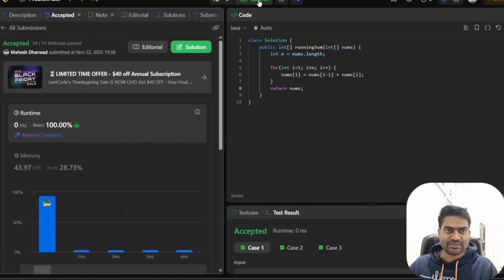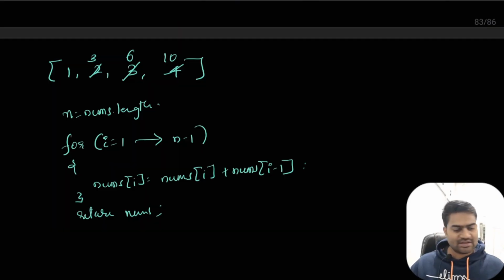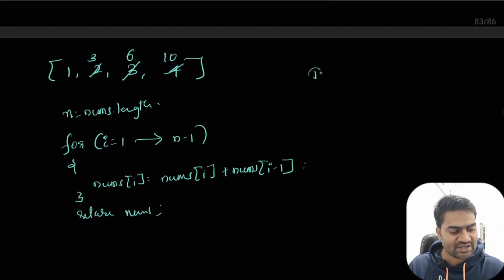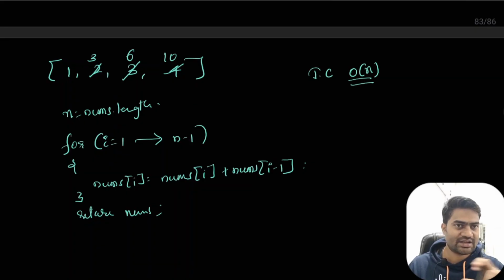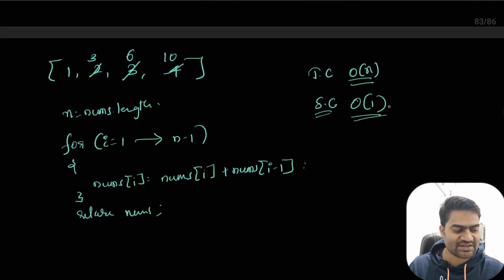If you see, it got submitted successfully. So this is the best solution because if you see the time complexity, it is of order n. It gets processed in only a single iteration. If you see the space complexity, we are not using anything extra. That's where the improvement happened. So its space complexity is of order 1.